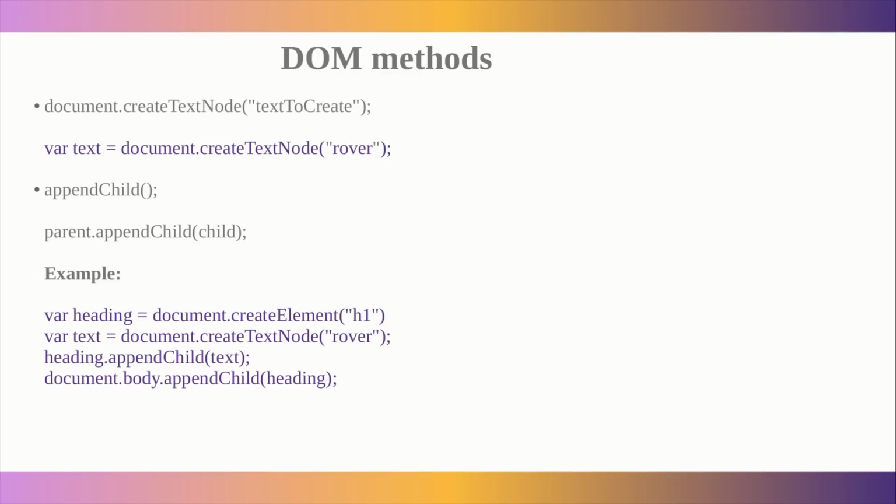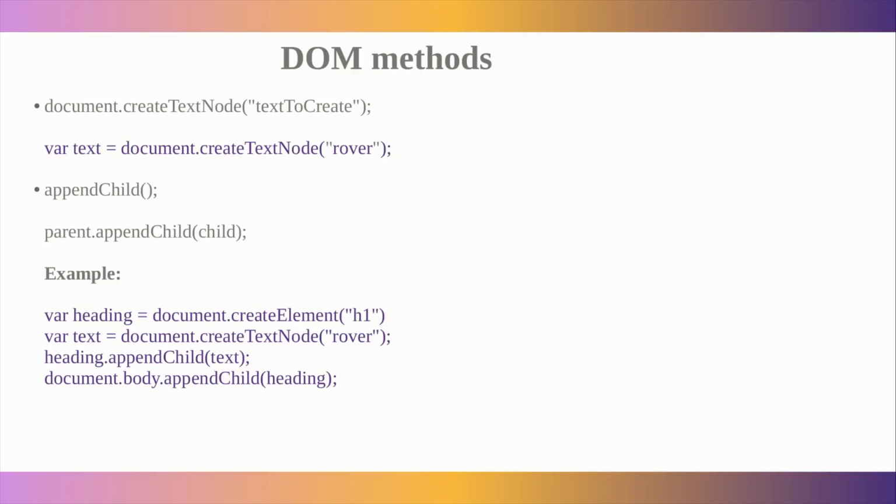We have created an h1 node with the document.createElement method, and this is stored in var heading. This creates an opening and closing h1 tag on our page. We have then created a text node with the createTextNode method, which creates the text "rover". We then append the text node to the h1 tag with the appendChild method. So now the text sits in between the h1 tags.